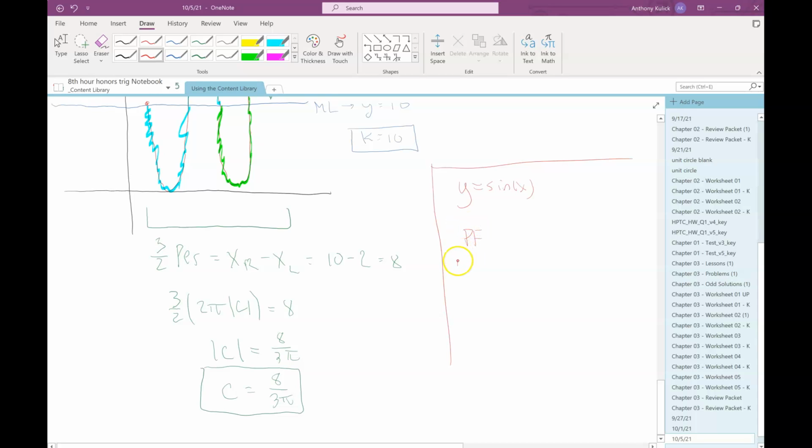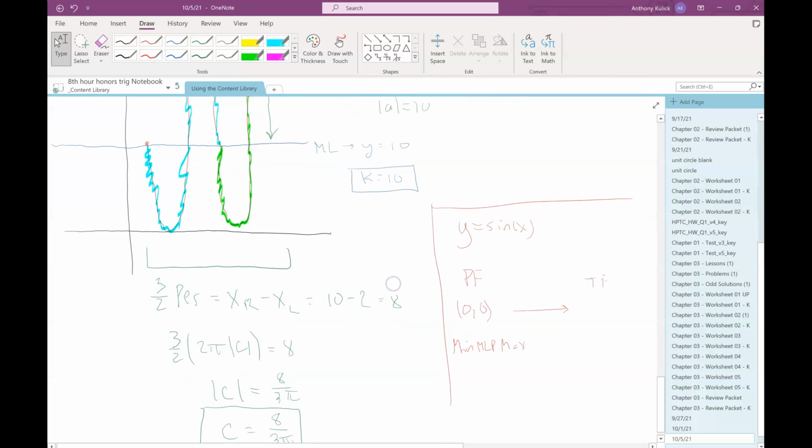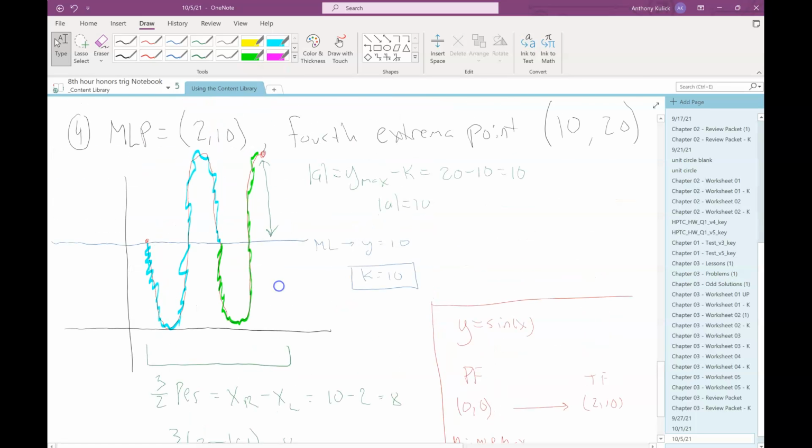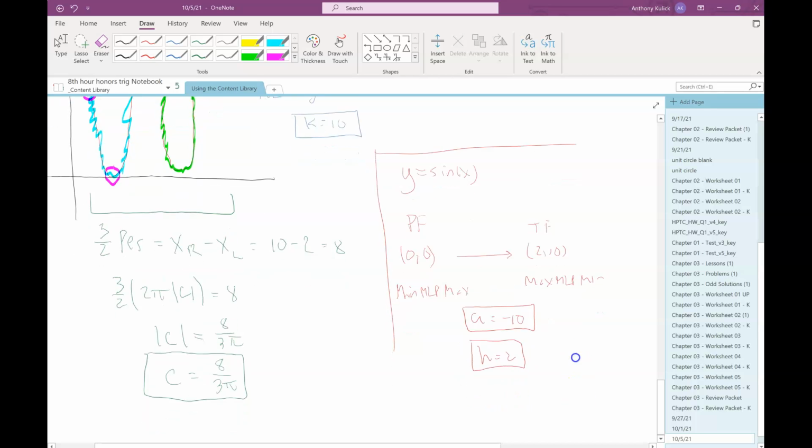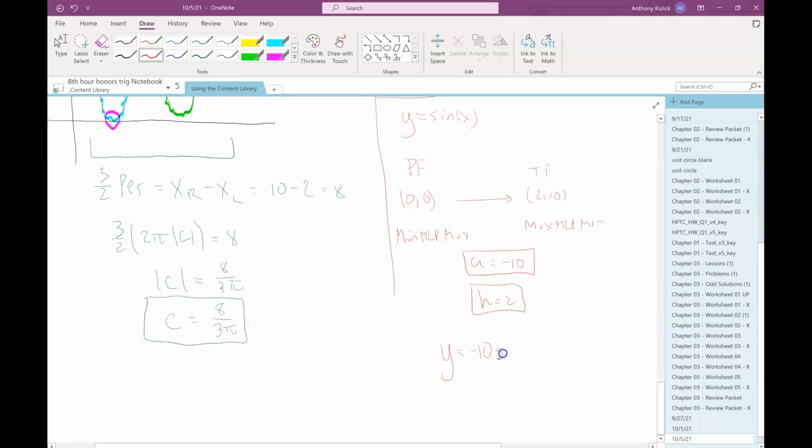So from my parent function, we're using (0, 0), which was a midline point. And we're sending this over to the midline point (2, 10). And let's look at (2, 10). So before (2, 10) would have had to be a maximum. And then after (2, 10) would have had to be a minimum. Everybody see that? So that tells me the a value must have been negative. And the h is going to be 2. So Blake, here's your example where sine has a negative a value.